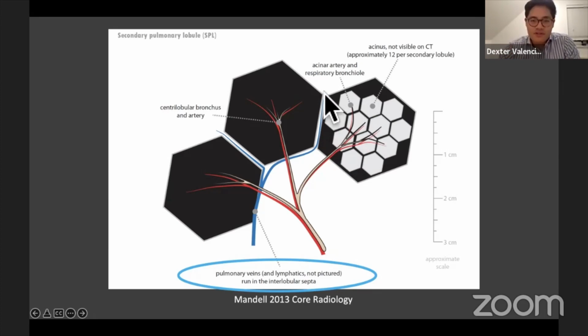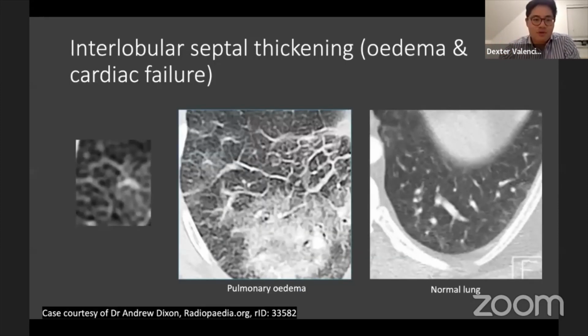So what I want you to focus on is around that: you have the veins. The blood and the air goes in, and then it goes to the edges, and it returns by these blue veins. So these are the pulmonary veins and lymphatics. And these are between the lobules. So these are interlobular septa. Just remember that the veins go on the outside of these lobules in the interlobular septa.